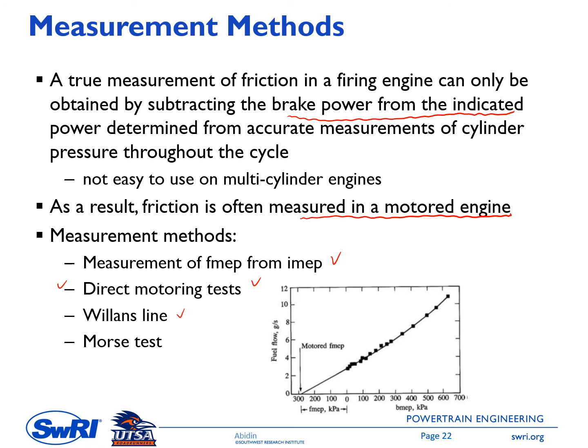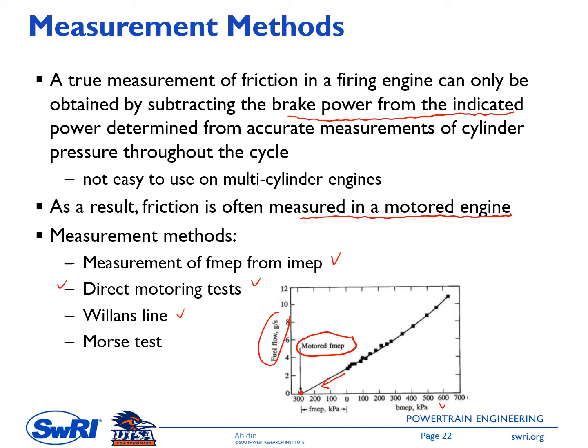In this case, a plot of fuel consumption versus PMEP can be obtained from engine tests at fixed engine speed, and then by doing an extrapolation, you will get somewhere here, and this is where we have the motored FMEP. But it is not easy, because generally the plot has a slight curve, making accurate extrapolation difficult.